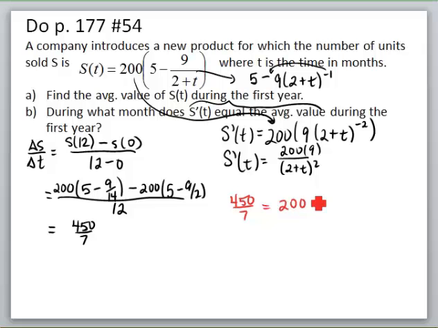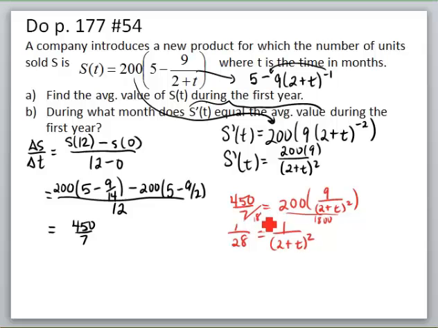So where does this equal? The 200 and then 9 over 2 plus t squared. What I'm going to do is move that 1800 over to the other side. So I'll divide by 1800 on both sides, which gives me 1 over 28, and then I have 1 over 2 plus t squared. You can check me on that, but I'm really just dividing by 1800 on both sides. To finish this up, I will cross multiply, and I'll get 2 plus t squared equals 28.